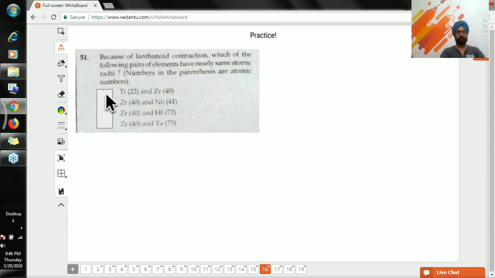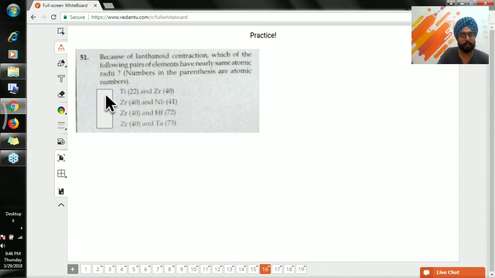I have hidden the options because the answer was written there from the place that I've taken this question. So I'll write 1, 2, 3, and 4. Now, this is a little trickier, yeah. And what this says is, let me read the question out. Because of lanthanoid contraction, which of the following pairs of elements have nearly the same atomic radii? Numbers in parentheses are atomic numbers.